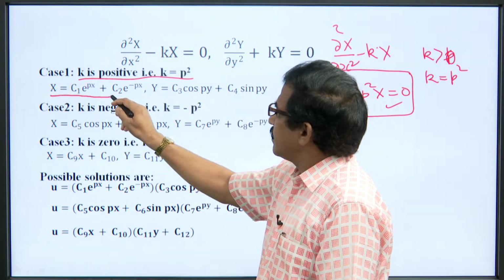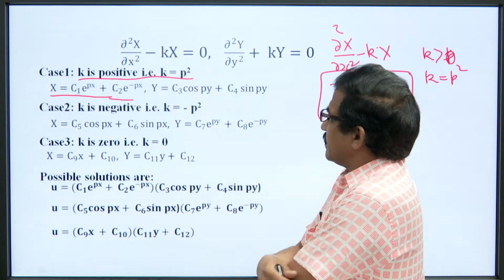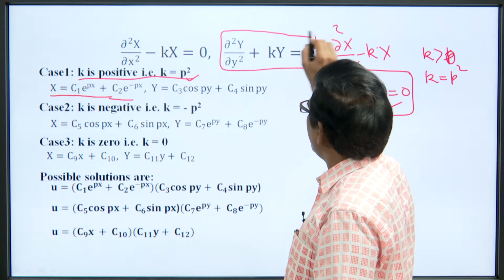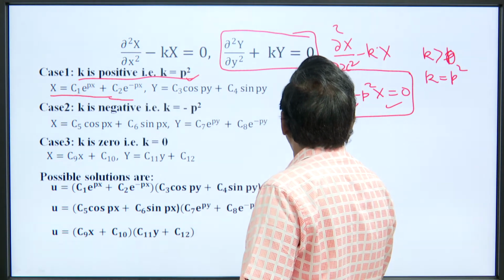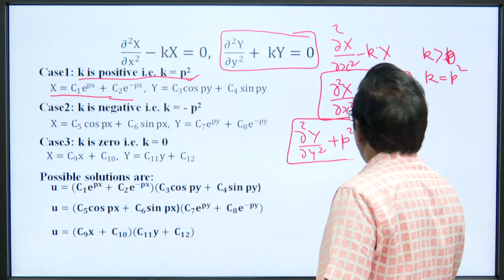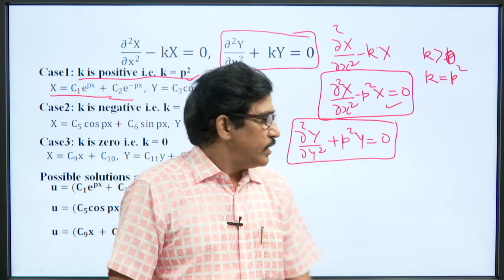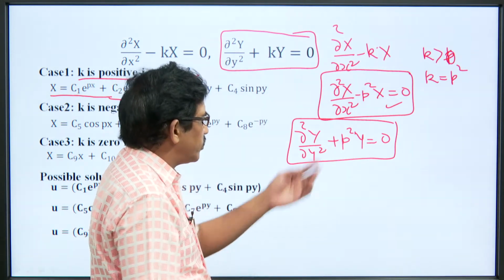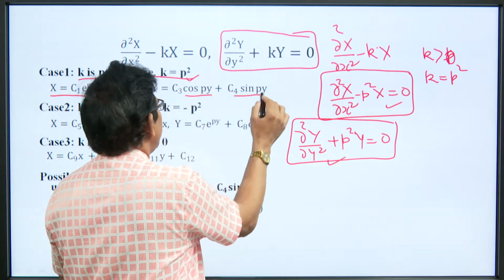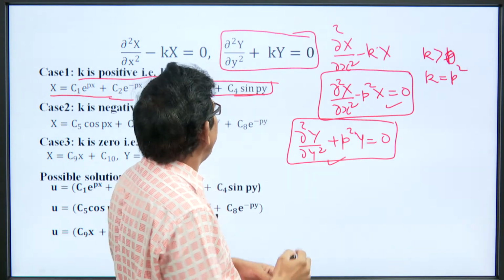The solution of this differential equation is very simple. X is equal to c 1 e to the power p x plus c 2 e to the power minus p x. And if k is greater than 0, for the second differential equation, del 2 Y upon del y 2 plus k, that is p square, Y is equal to 0, when we solve this differential equation we would get our solution as trigonometrical. Trigonometrical means the solution of a simple harmonic motion equation, which we can easily solve, and the solution of this equation is a combination of cos and sine. This is the first case, when k is greater than 0.